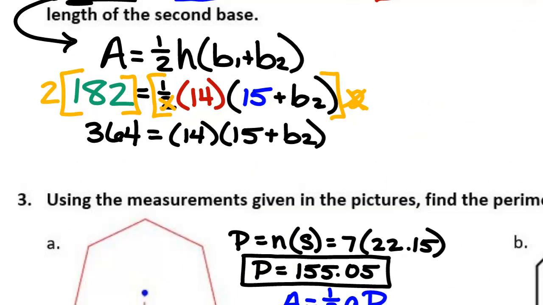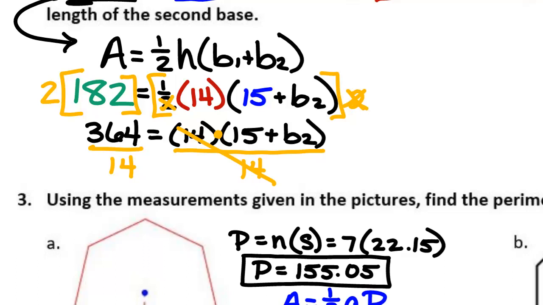At this point right here, you can distribute. That is mathematically valid. It's going to take you an extra step to solve the problem if you distribute right here, though. What operation is connecting the 14 to the 15 plus B2? Multiplication. And how do I make multiplication cancel? With division. I'm going to divide both sides by 14 so that I can get rid of that.